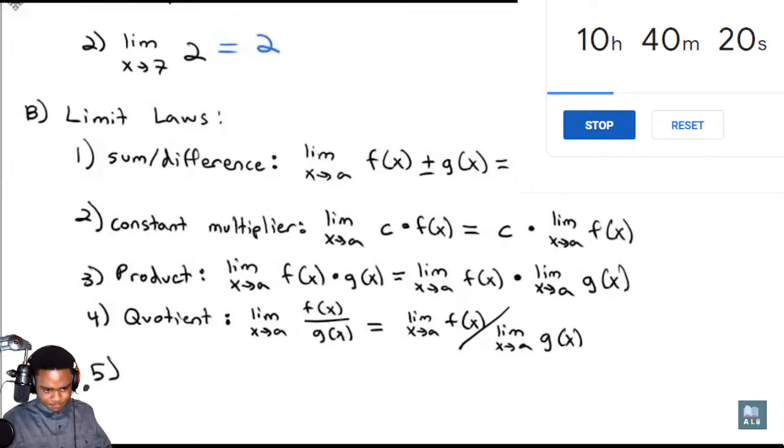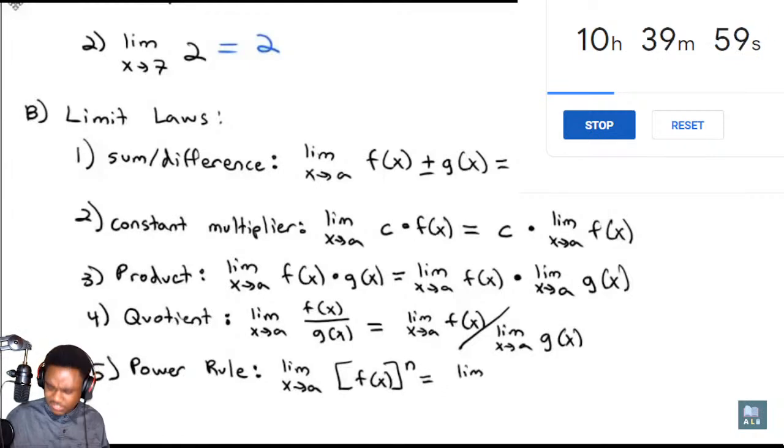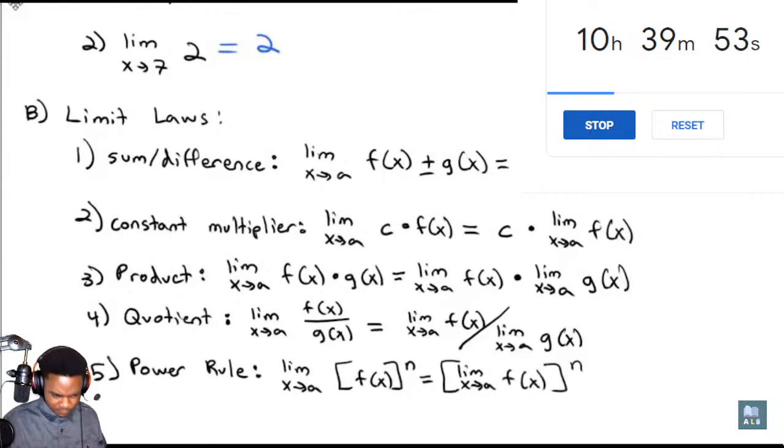We also have what's called the power rule. The power rule says if I'm interested in finding the limit as x approaches a of some function that is raised to some type of exponent, we can find the limit first and then raise the answer to some exponent.